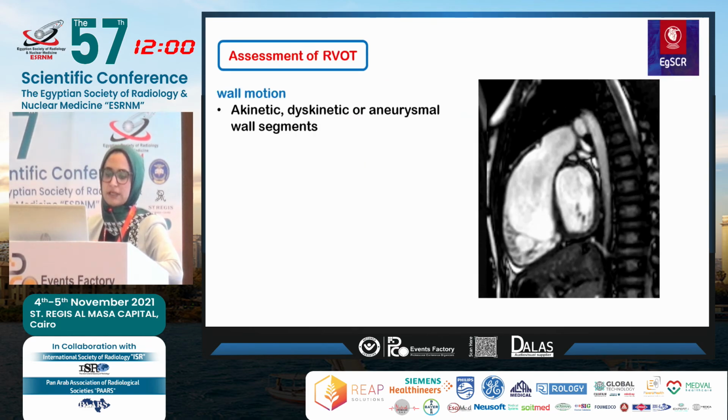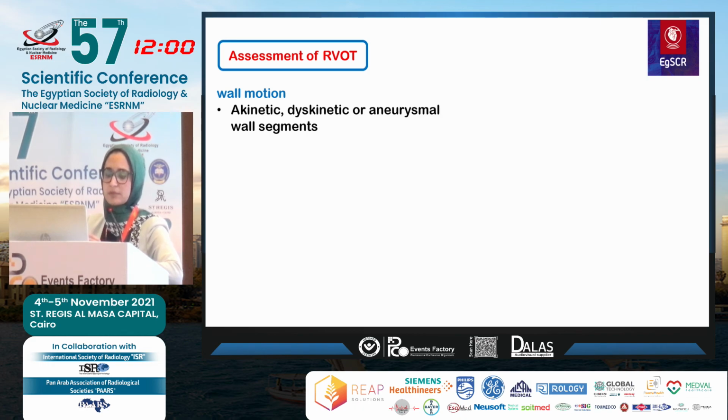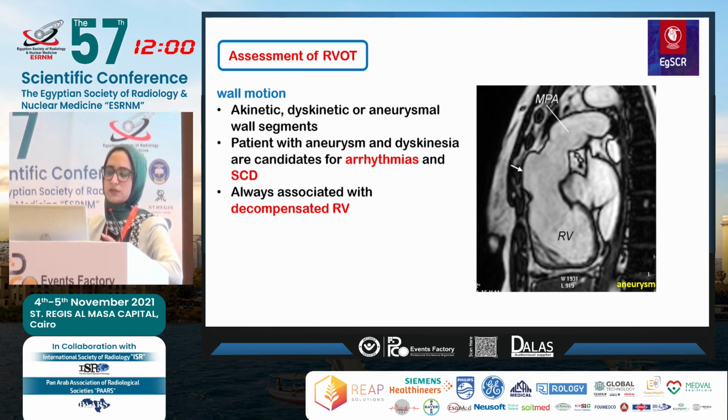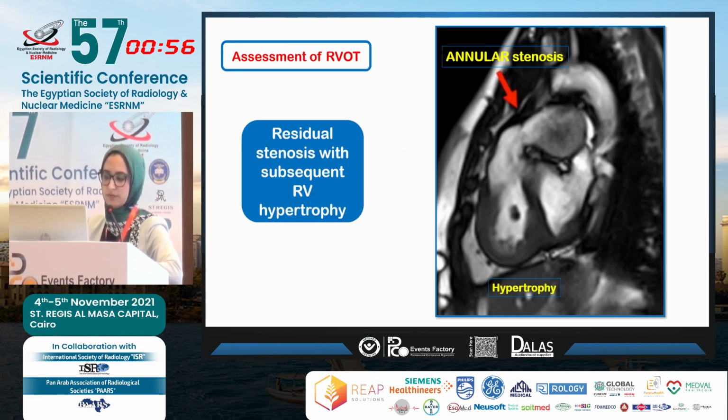You can also detect wall motion abnormalities of the RV, like akinetic, dyskinetic, or aneurysmal wall segments, which can be the focus of arrhythmias and sudden cardiac death. And there is associated decompensated RV, so again, MRI easily allows you to quantify that. You can also easily detect whether there is residual stenosis with a subsequent RV hypertrophy or not.